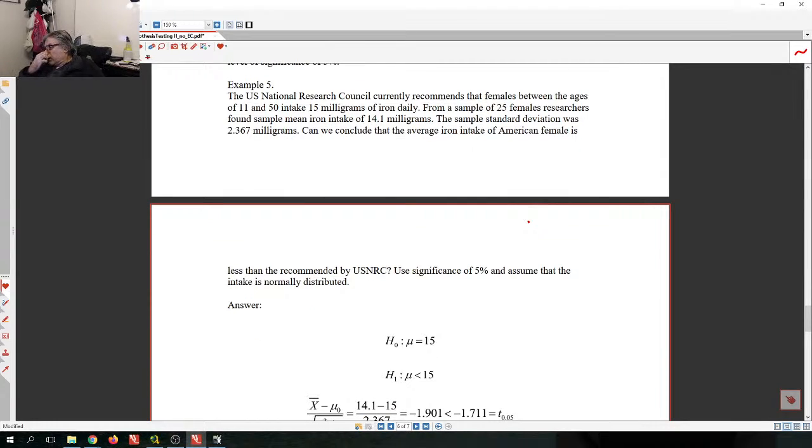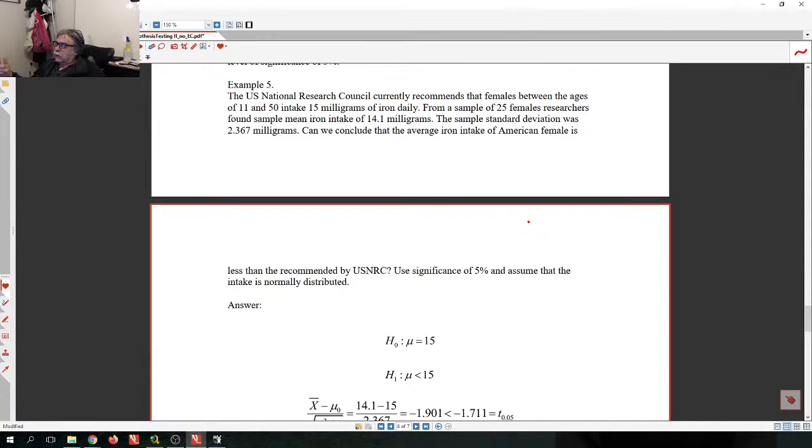United States National Research Council currently recommends that females between ages 11 and 50, so we can call it childbearing age, of course, should be taking 15 milligrams of iron daily, right? So that's because of the bleeding, right?